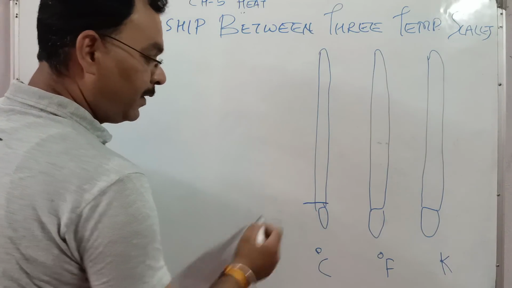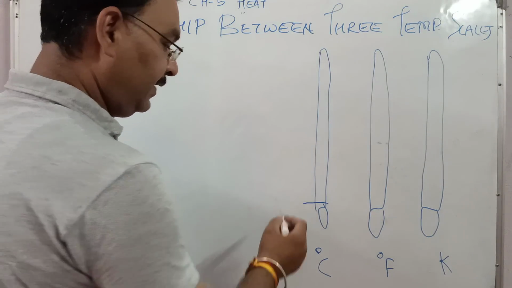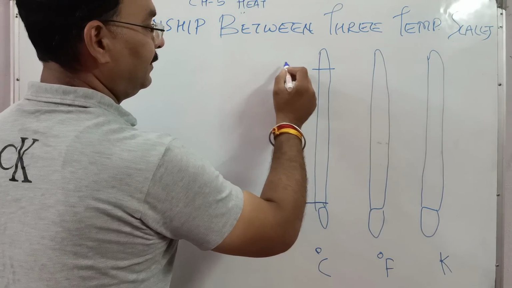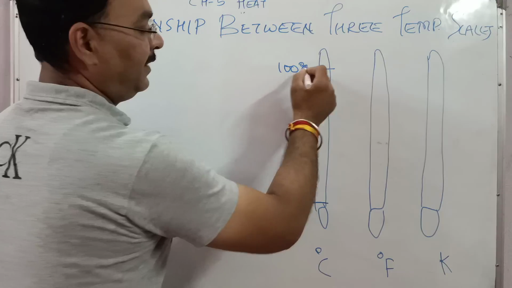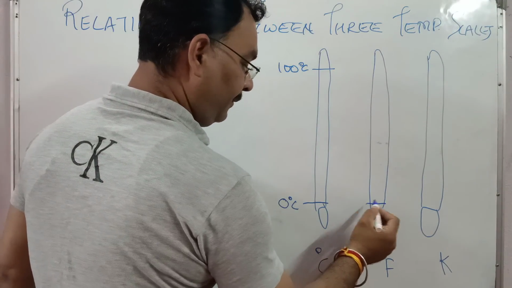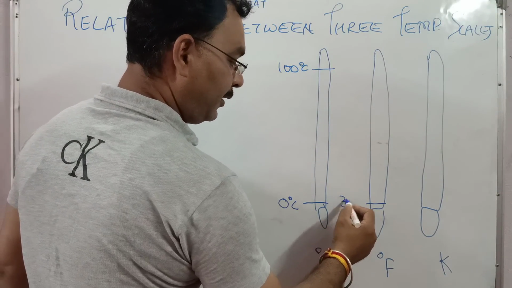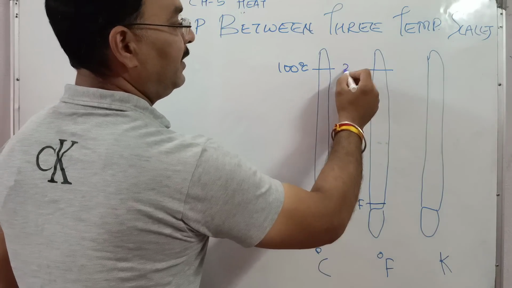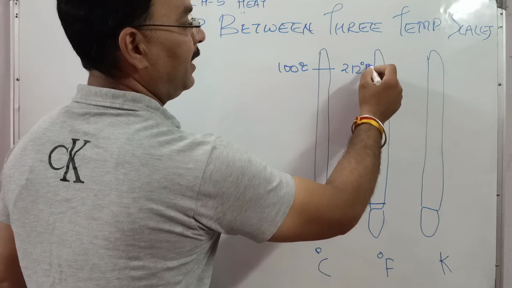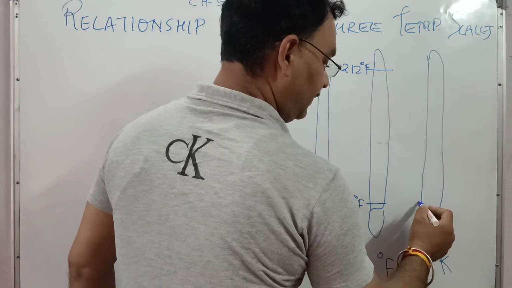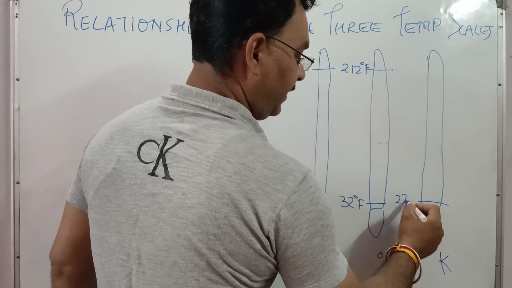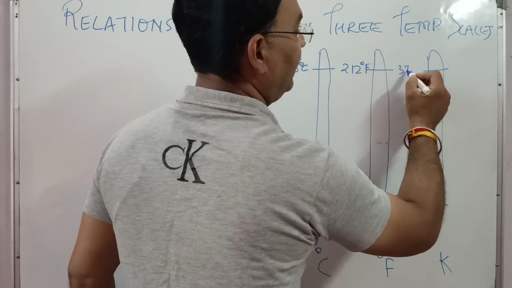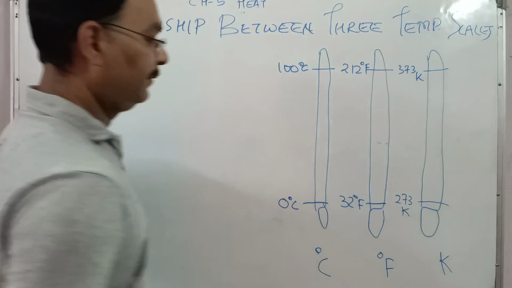Now the lower point or the ice point of degree Celsius is 0 degree centigrade, and the steam point is 100 degree centigrade. For the Fahrenheit scale, the lower point or the ice point is 32 degree Fahrenheit, and the steam point is 212 degree Fahrenheit. For the Kelvin scale, it is 273 Kelvin, and the steam point is 373 Kelvin.